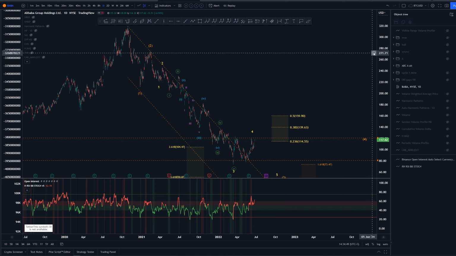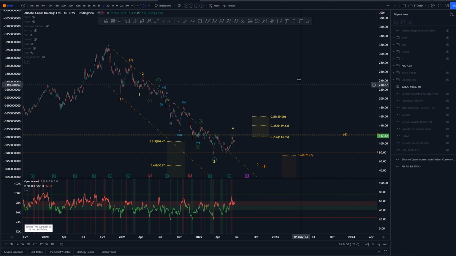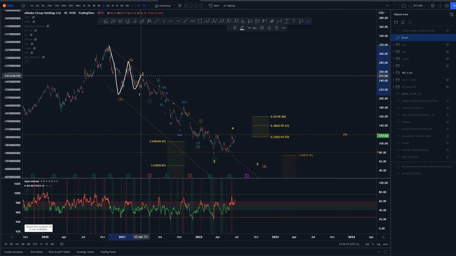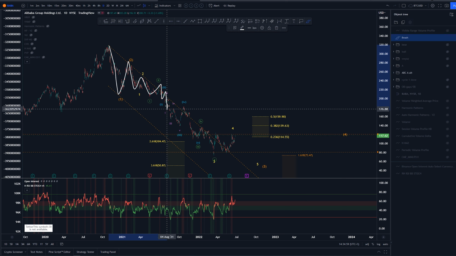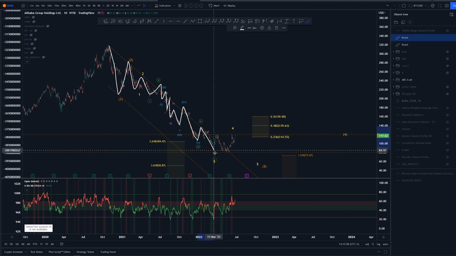Now for this correction, it is really looking very impulsive if we want to break it down. On this one, I've labeled this as a 1, 2, 1, 2, 1, 2, 3, 4, 5 in the third of minute, fourth, fifth in the third of minute, fourth, and fifth.